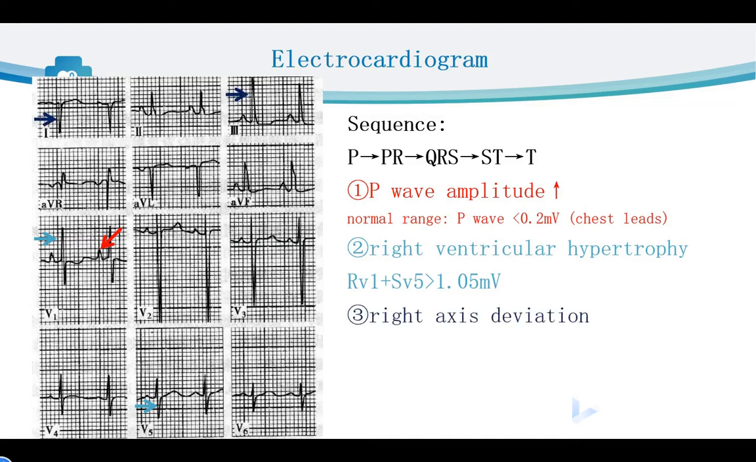The third change of the electrocardiogram is about the right axis deviation. Let's look at here. In the 1 lead, we can find the direction of the dominant wave is downward. And in the 3 lead, we can find the direction of the dominant wave is upward. So we can conclude a right axis deviation.